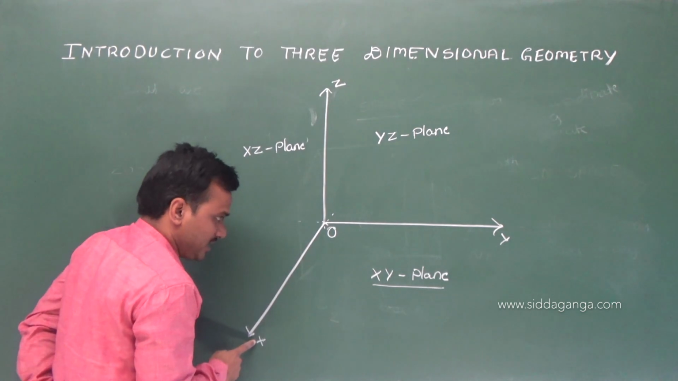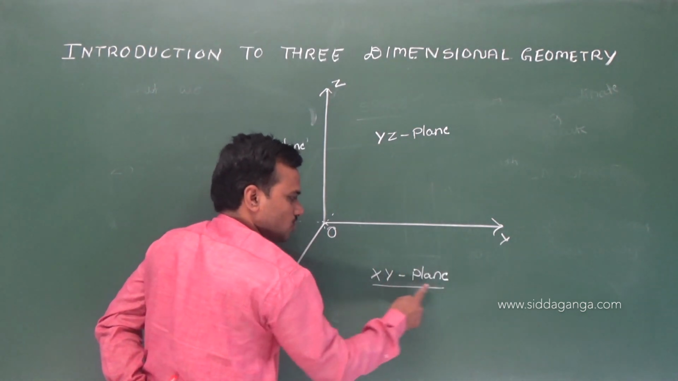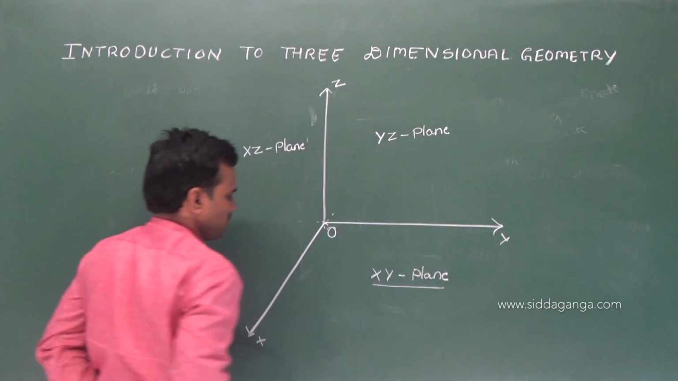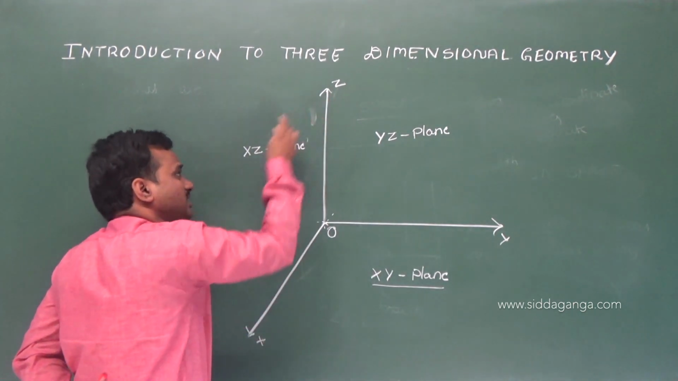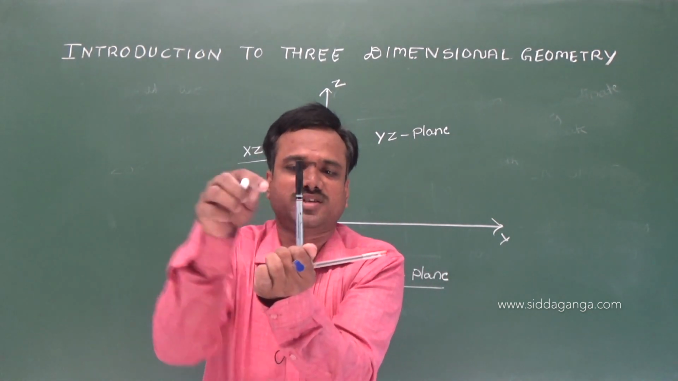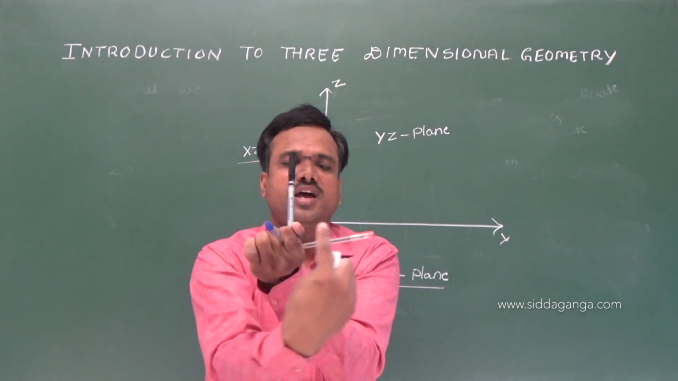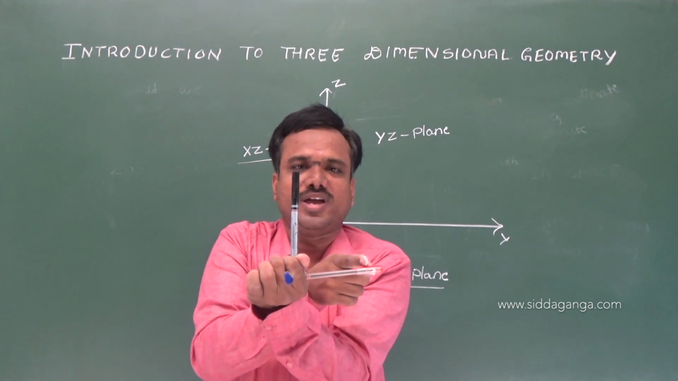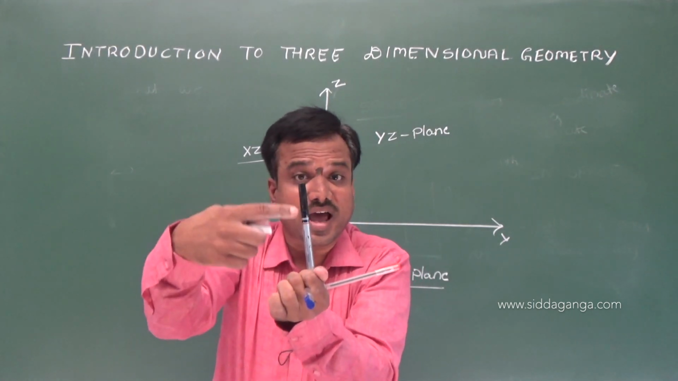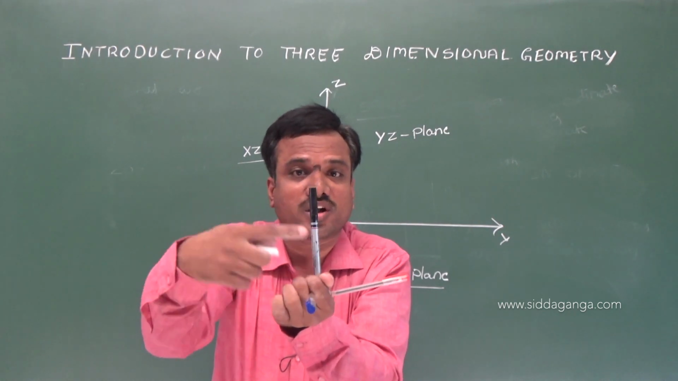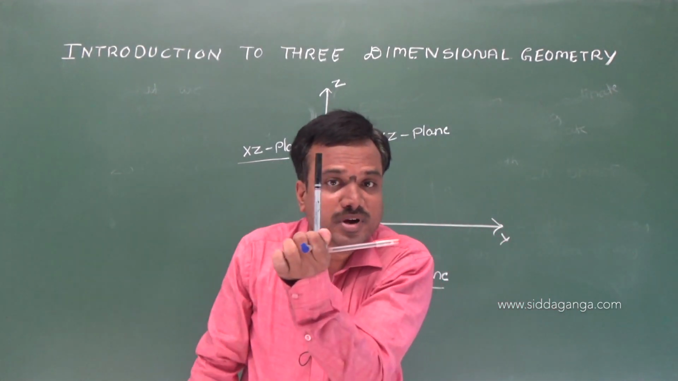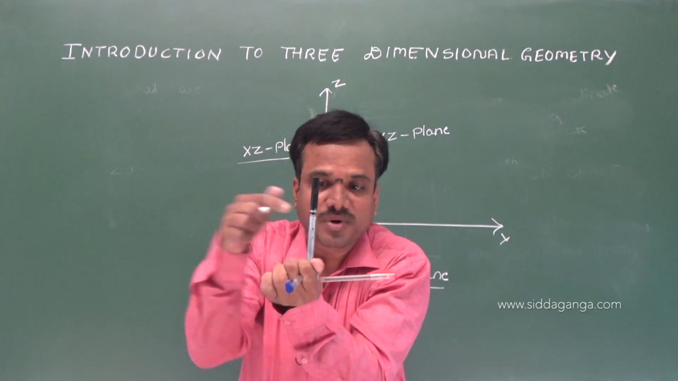So, the plane containing the X-axis and Y-axis is called the XY plane. The plane containing the Y-axis and Z-axis is called the YZ plane. The plane containing the X-axis and Z-axis is called the XZ plane. Observe here carefully. I have written it here. These planes are mutually perpendicular to each other. This is one plane, this is the second plane, and this is the third plane.